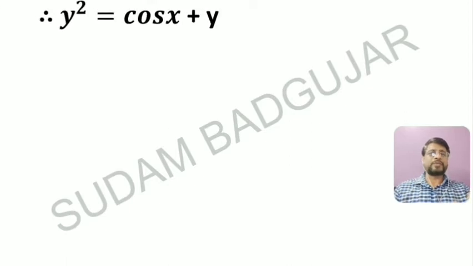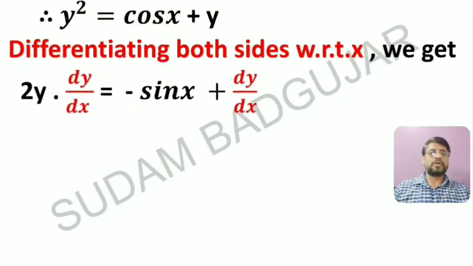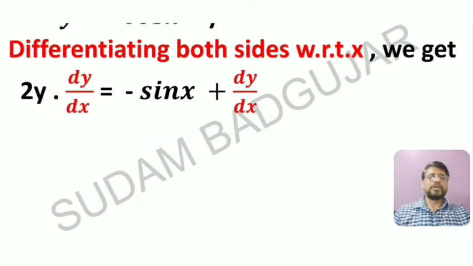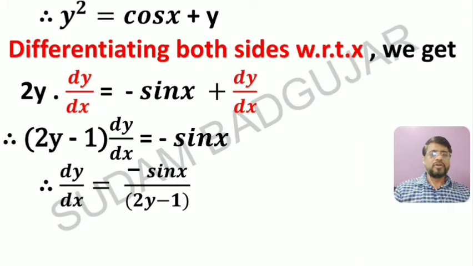Now differentiating this, it is very simple. Y square you differentiate by using the x raised to n formula. You will get 2 into y into dy by dx, and the RHS is u plus v form. So differentiating on both sides, you will get twice y into dy by dx is equal to the derivative of cos x, which is minus sin x, plus dy by dx. Now transfer this dy by dx to the LHS side, and it becomes minus. Taking dy by dx common, it becomes (2y minus 1) into dy by dx equal to minus sin x. So dy by dx becomes minus sin x upon 2y minus 1.